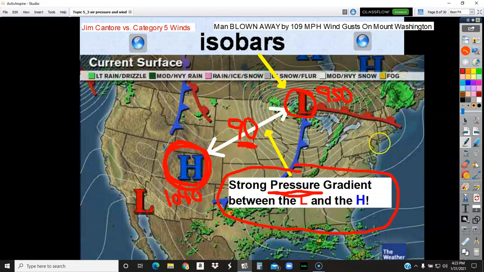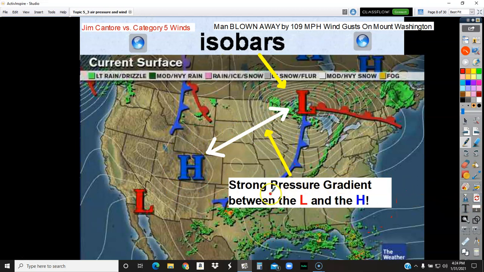And these two systems are not that far apart. They're not like one on the East Coast, one on the West Coast. They're fairly in the middle of the country. And so what happens is you've created a strong pressure gradient. Big difference in pressure between a high and a low, close to each other. And so what you're going to notice are these isobars. You can see these white circles around the low pressure are very, very packed together. That indicates a strong gradient or pressure gradient.